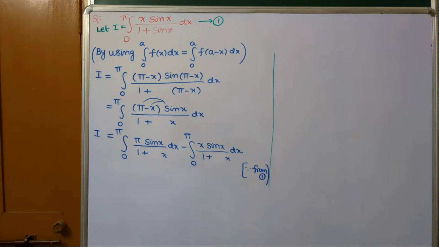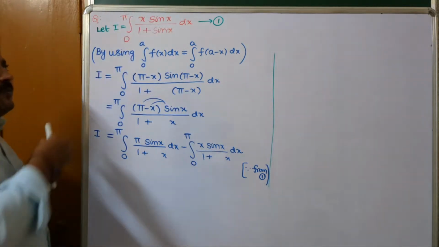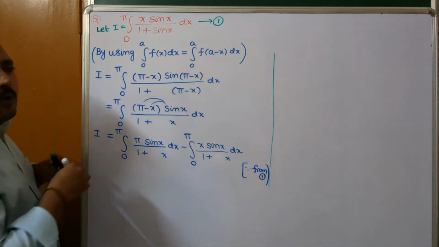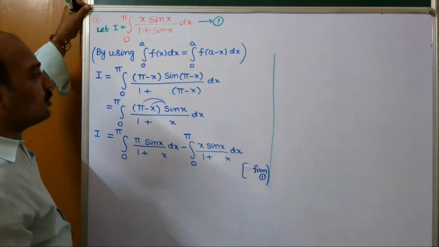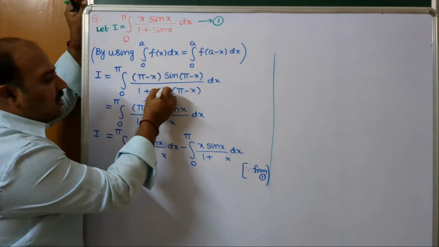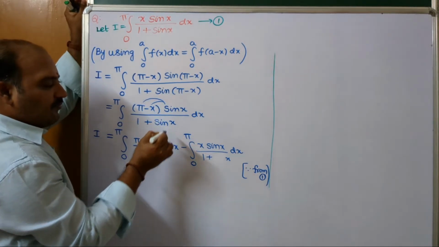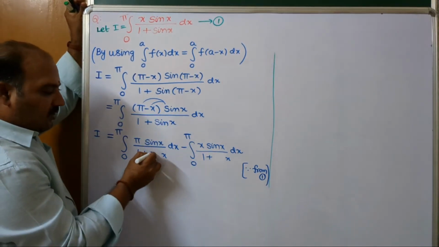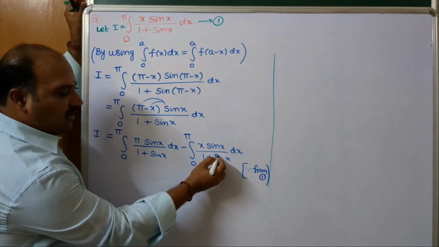pi x sin x by 1 plus sin x. So here integral 0 to pi x sin x by 1 plus sin x, by applying the property integral 0 to a f of x dx equal to integral 0 to a f of a minus x dx. So wherever a is there, pi minus x you have to replace. So here sin of pi minus x. Sin of pi minus x is sin x only, no? So pi minus x into sin x by 1 plus sin x.